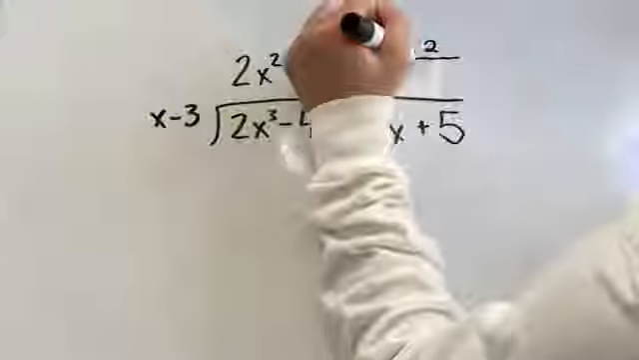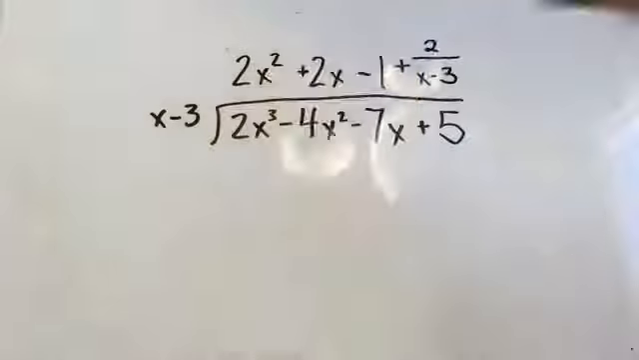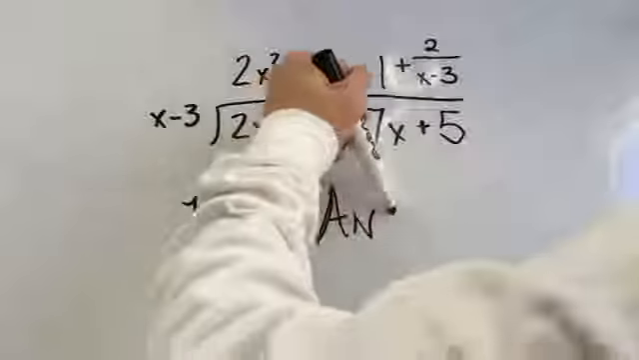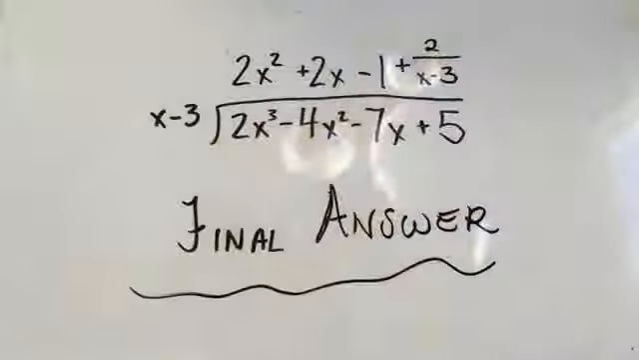Now when we add that to the quotient, we get plus 2 over x - 3, and our final answer is 2x^2 + 2x - 1 + 2/(x - 3).